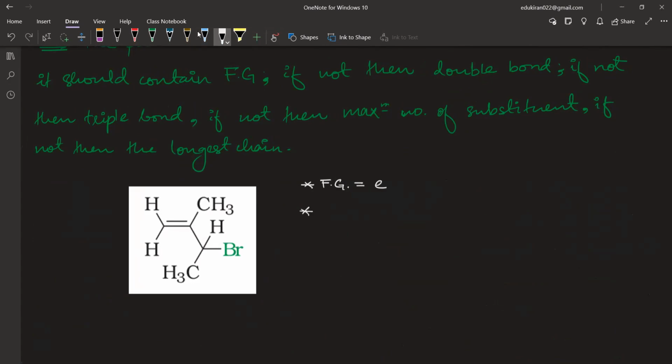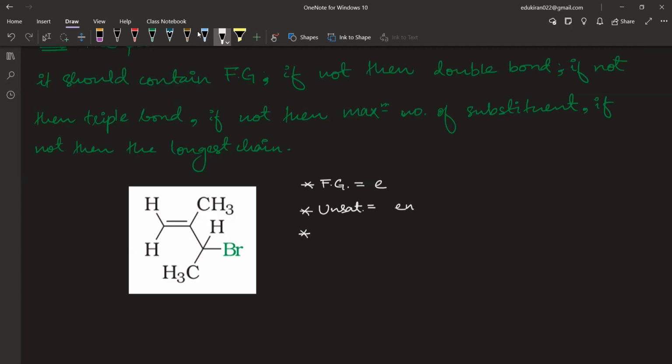Now, after functional group, what do we see? Unsaturation. Now you tell me, do we have a double bond or triple bond here? Double bond. So what is the word for double bond? En. Very good.